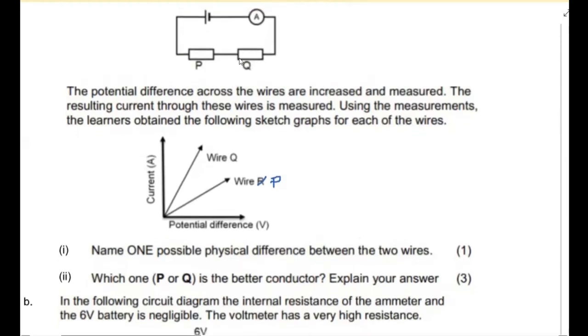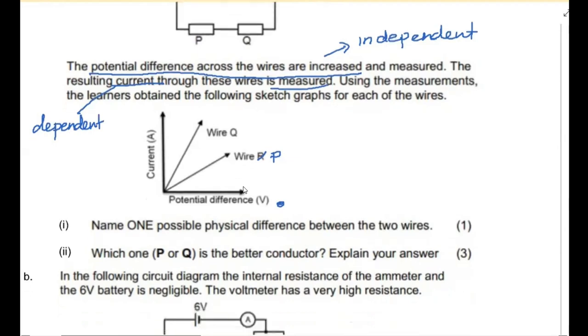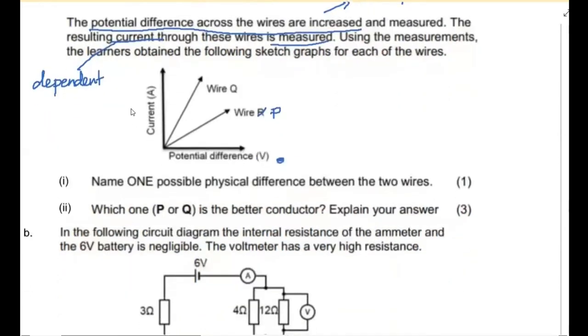And now again, just to show you, if you look at the statement here, they said the potential difference was increased. That means that is what someone changed. So that is the independent variable, and that is why it is on the x-axis. And the resulting current was measured, and therefore my current is my dependent variable. Okay, so if I look here, the current is on the y-axis and potential difference is on the x-axis.